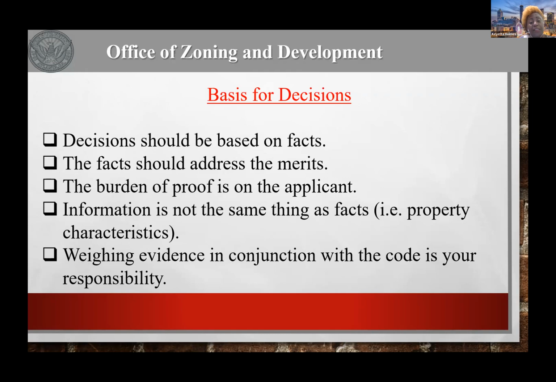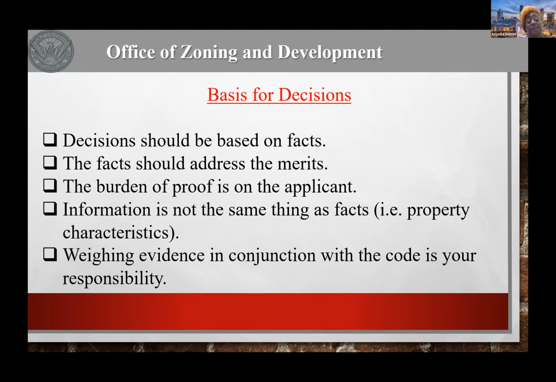Now, your decisions are very important. They're important to you and they're important to us as staff. All the decisions that you make should be based on facts. The facts that you use are the facts in the zoning district of which the applicant is asking. You use the standards in the zoning district to base your decisions on. The facts should address the merits of the application. The burden of proof is on the applicant. The applicant is coming to you asking for a zoning change, and so it is incumbent on the applicant to provide to you all the information that you need to make your decision.